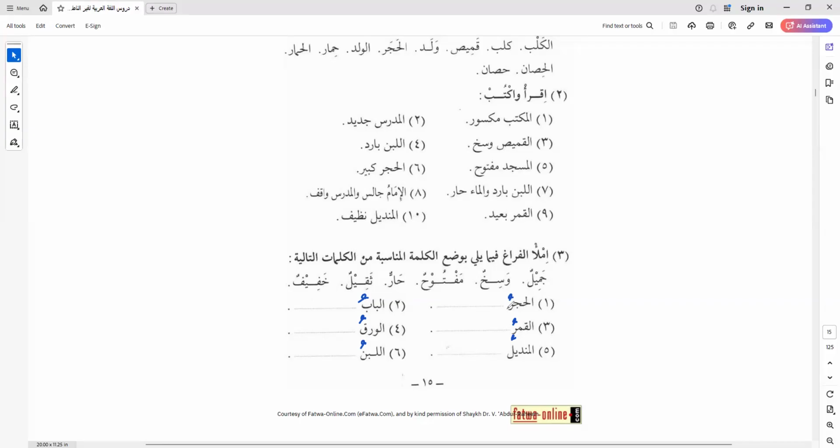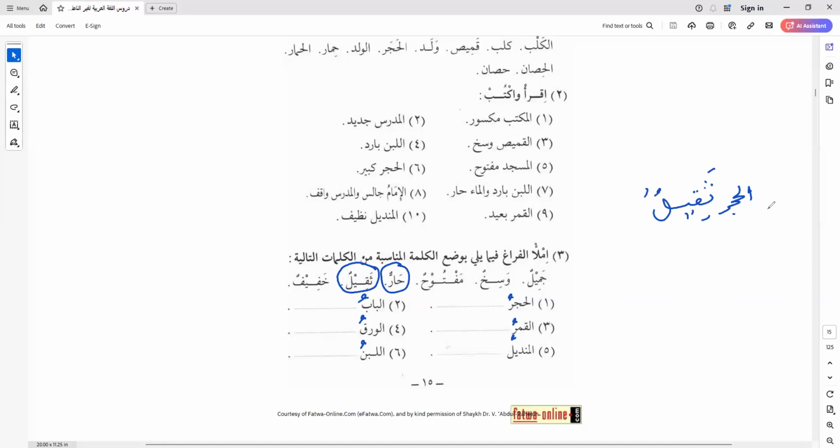I will do al-hajar, rock. Now we have beautiful, dirty, open, hot, thaqilun, khafifun. 1, 2, 3, 4, 5, 6 adjectives. I can say the rock is hot, or I can say the rock is thaqilun, isn't it? So I can write and say al-hajaru thaqilun.